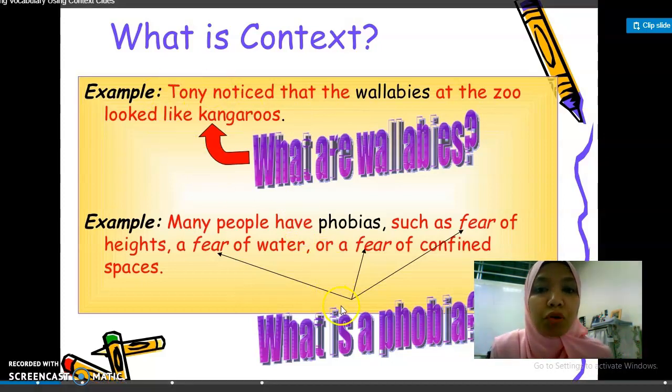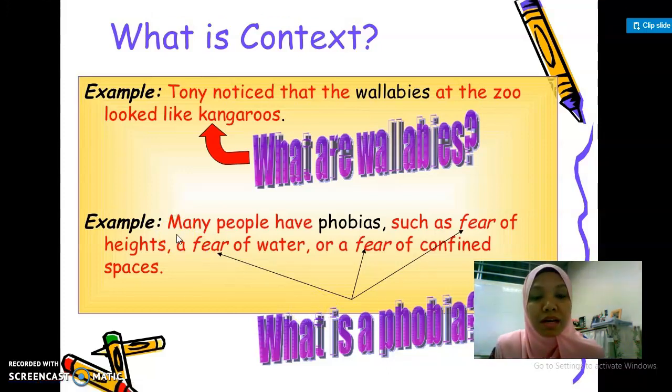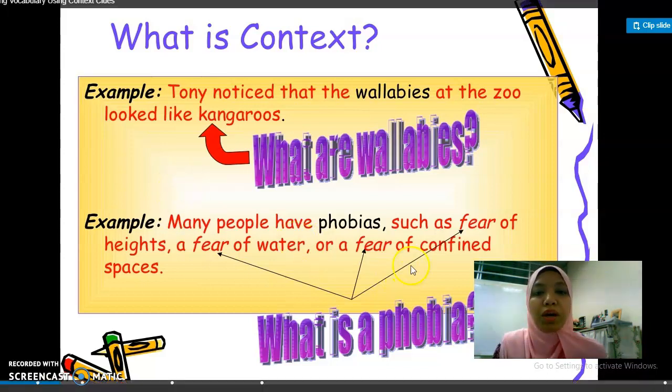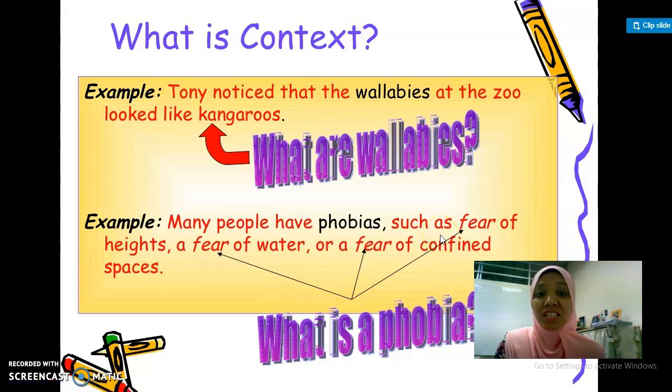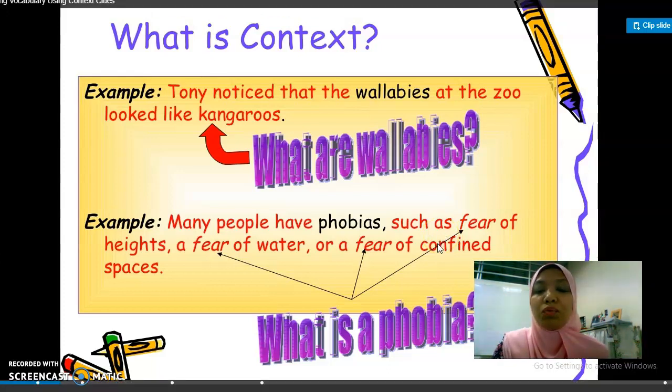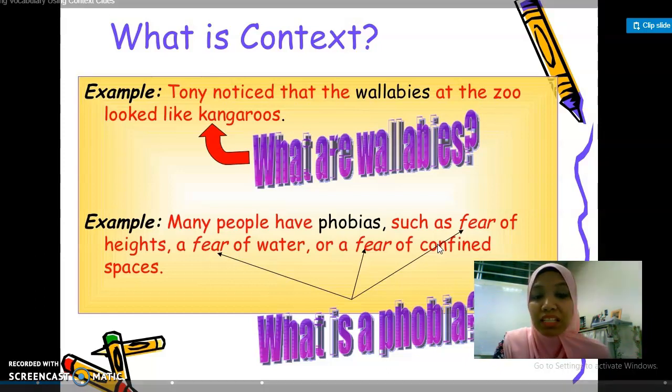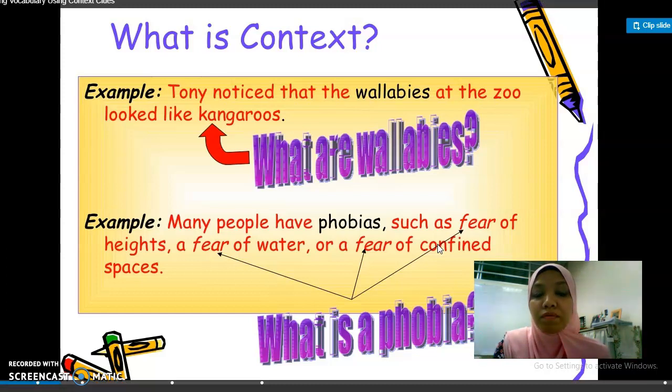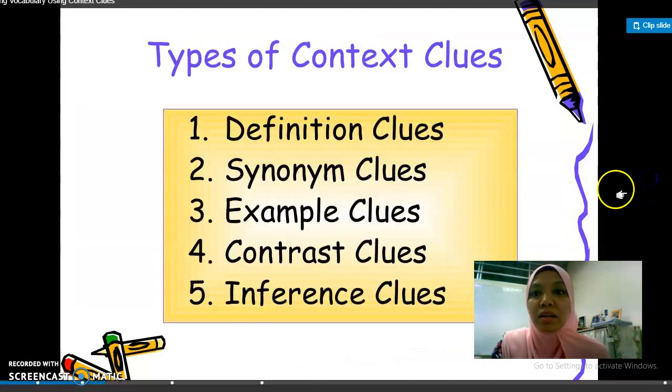Many people have phobias such as fear of heights, a fear of water, or a fear of confined spaces. For some people, they might not know the meaning of phobia. By looking at the sentence, you have the words such as, which further explain the meaning of the word phobia, which is fear. So in this sentence, the contextual clue given is synonym. What's the meaning of synonym? Words with the same meaning.